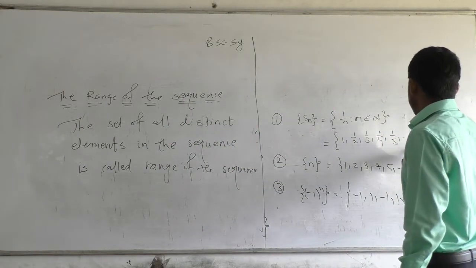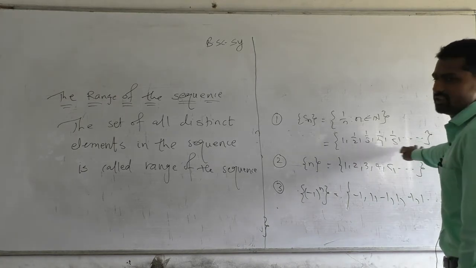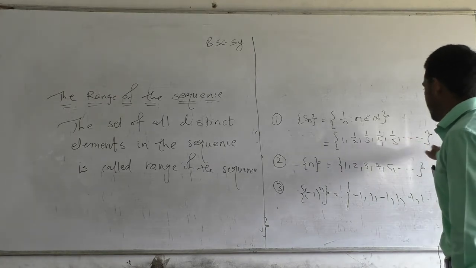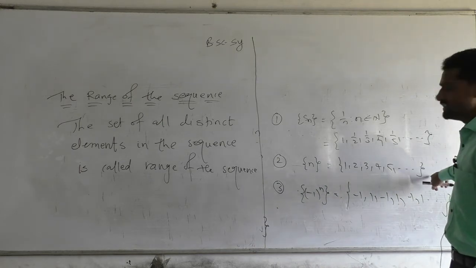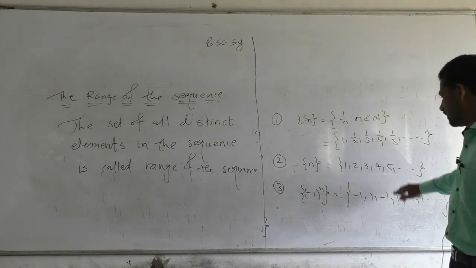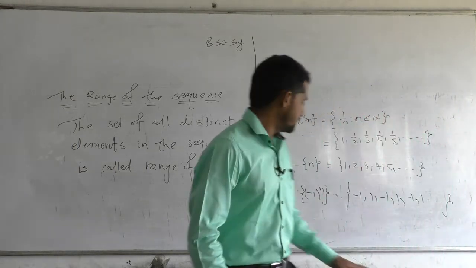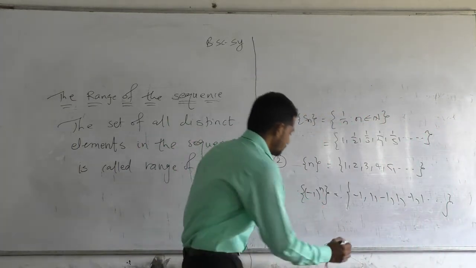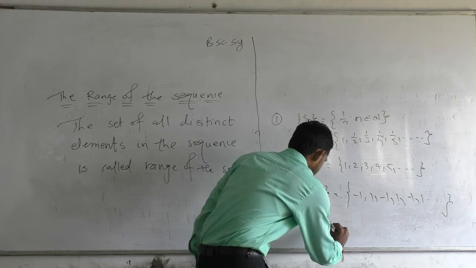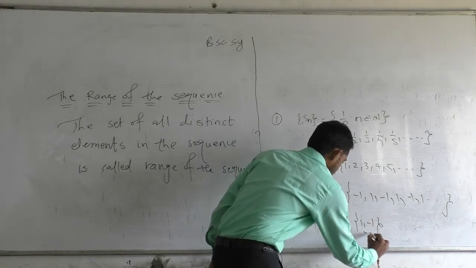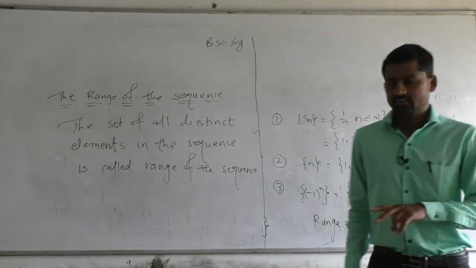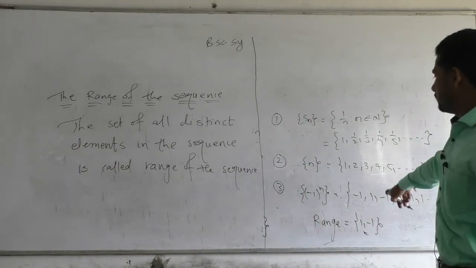Now, the range of the sequence in example two is the sequence itself, and it contains an infinite number of elements. Now observe example third. The range of this sequence is {1, -1}, which contains only 2 elements, and the range of this sequence is finite.